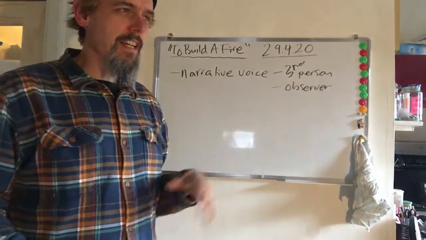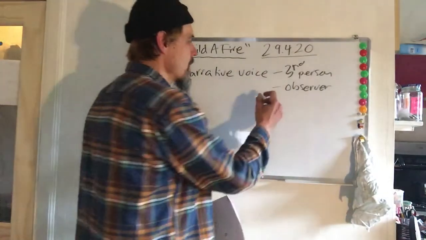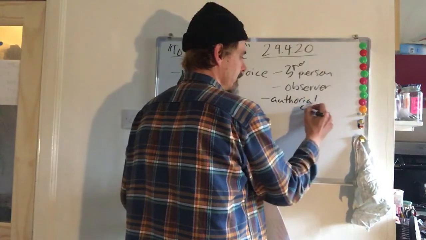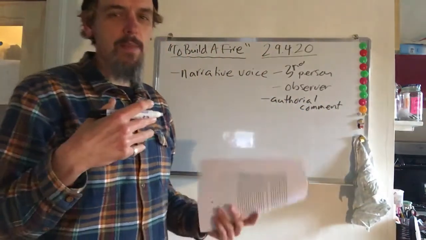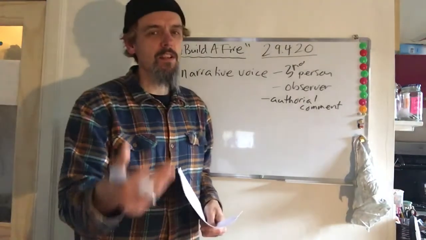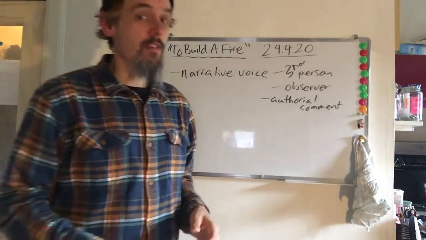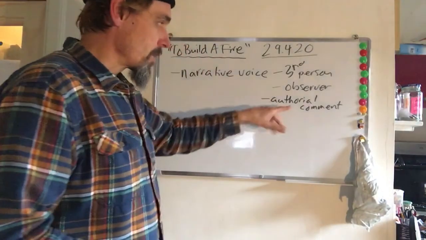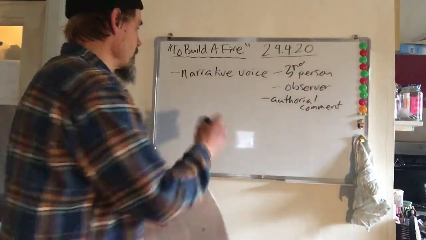They're not really casting judgments, though there are a couple of places where you do get what we can call authorial comment, where it's almost as if the writer is showing an opinion on what's happening in the story by something they say or the way they say it, or perhaps punctuation that they use. So that happens in a couple of places in the story. So, narrative voice.